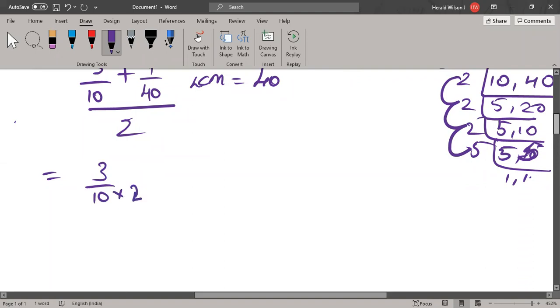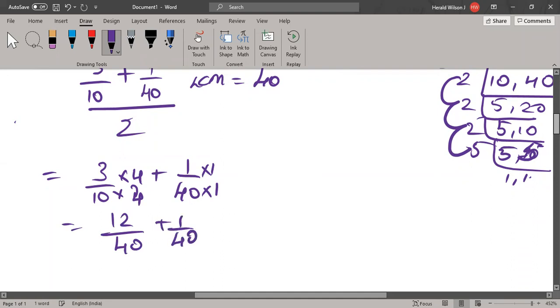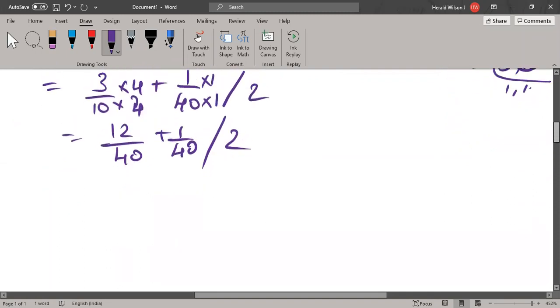what will give you 4, 4 into 4, plus 1 by 40 into 1, because already our denominator is 40. So it will be 12 by 40 plus 1 by 40, the whole by 2. Now next, 12 plus 1 is 13 by 40, the whole by 2, and this is nothing but 1.